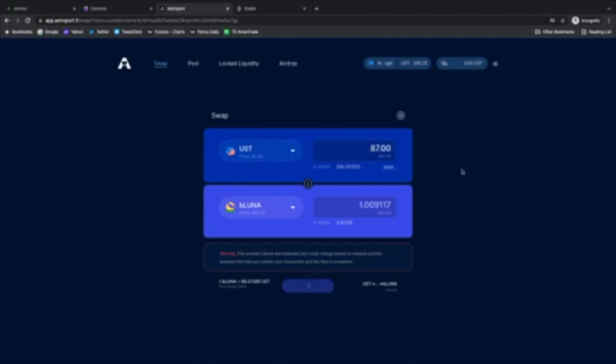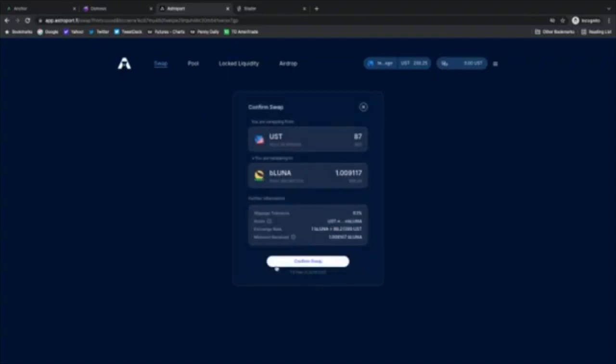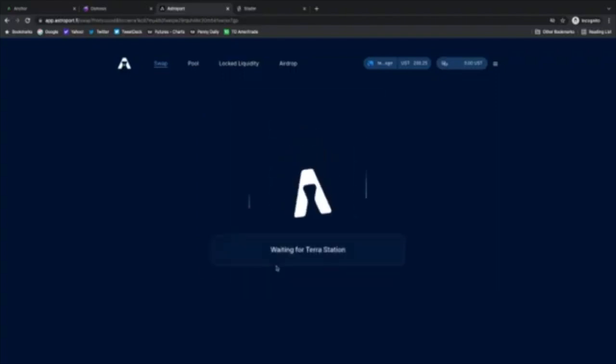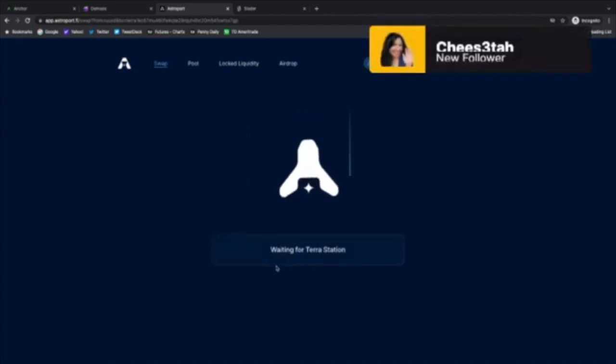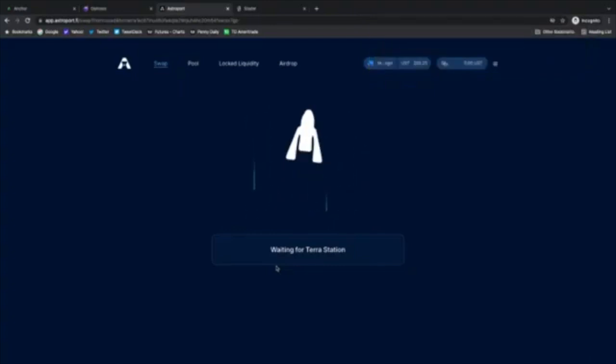So when we talk about everyone should at least do this or execute it, here's the reason why. I'm buying one bLuna for roughly $87, $86. I'm going to buy this right here in front of you guys. So I'm buying it. Let me confirm. So I just bought one bLuna, at $87. Now I can take the current value of what I just bought and go to Anchor.